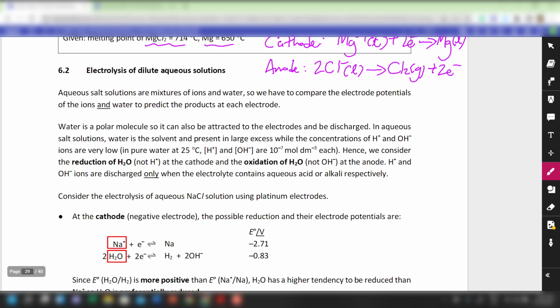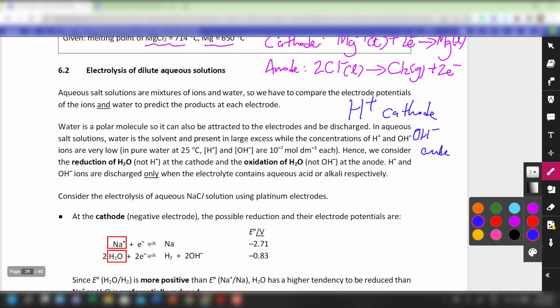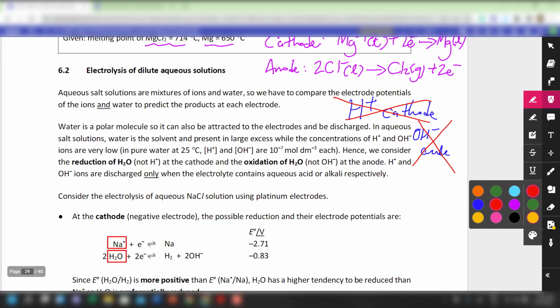Maybe I should write it down so that you will remember for life. Please do not write things like H plus migrates to cathodes and OH minus migrates to anodes. I do believe this is what was presented to you in secondary school. Do take note that this is absolutely incorrect.